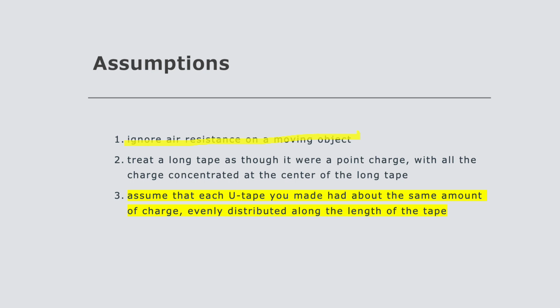Of the assumptions that we could have made for this experiment, the first one applies because we could ignore air resistance on a moving object, as once tape B floats in the air, it's static, so air resistance on a moving object is now irrelevant. The second assumption does not apply because we treated each tape as a line charge rather than a point charge, and did not concentrate the charge at the center of the tape. The charge was actually distributed along the length of the tape. And the third assumption does apply because we did assume that the charges on the two tapes were the same, and we have reasonably assumed this because the two tapes were charged in the exact same manner.